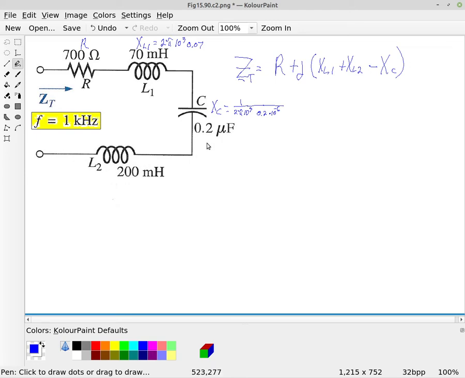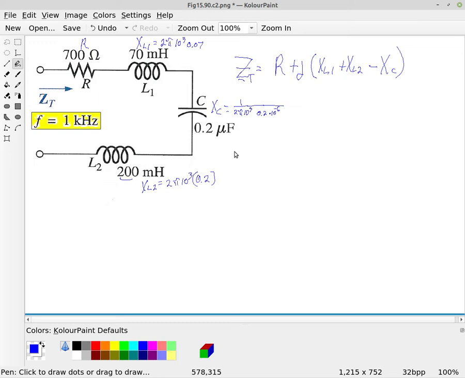And then we have the other inductor, which is 200 millihenries. So X of L2 is going to be 2 times pi times 10 to the third times 0.2.